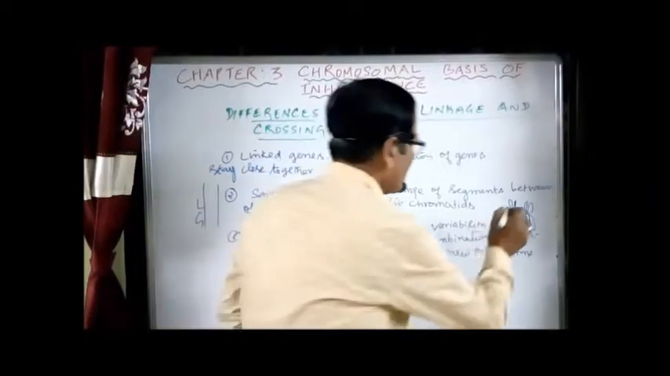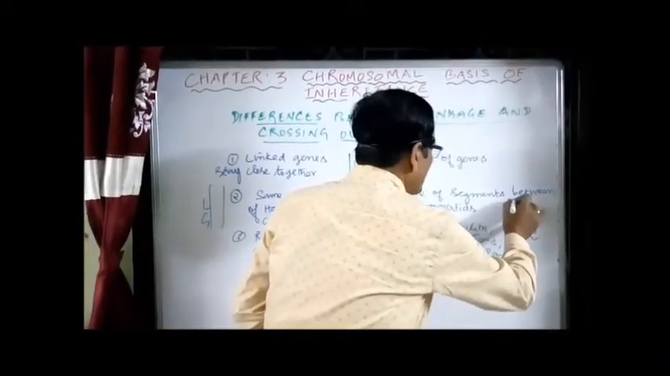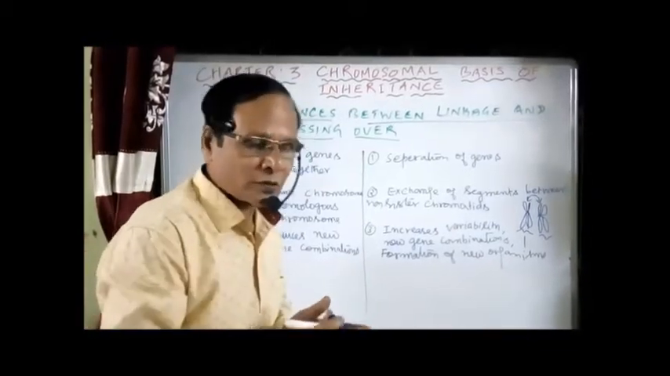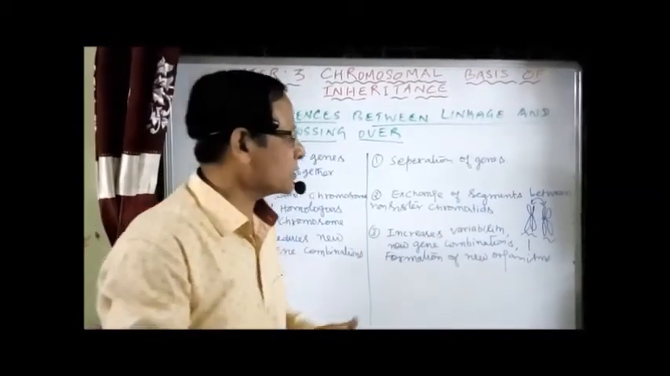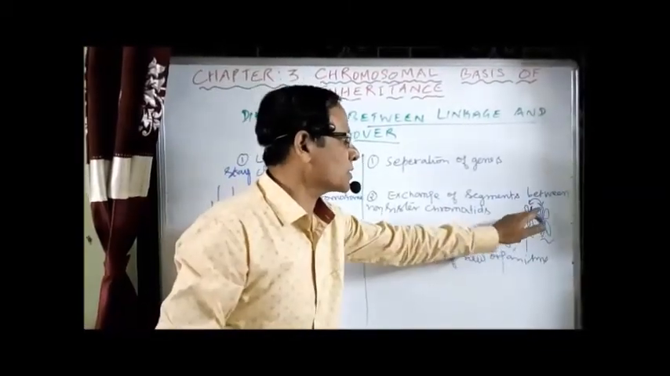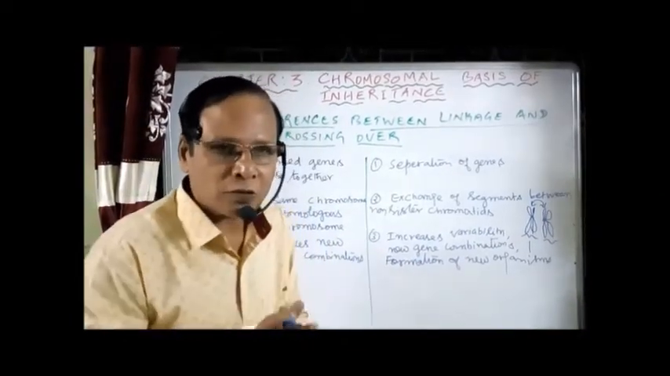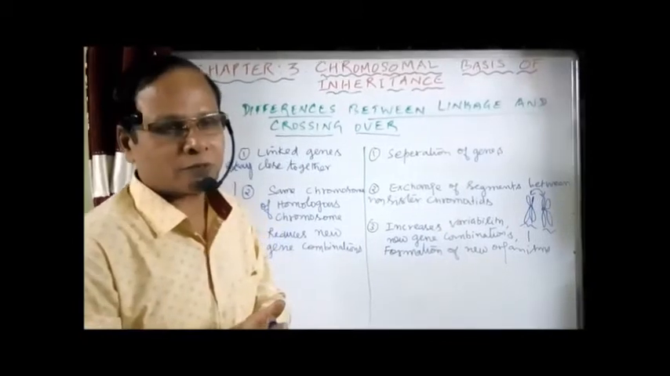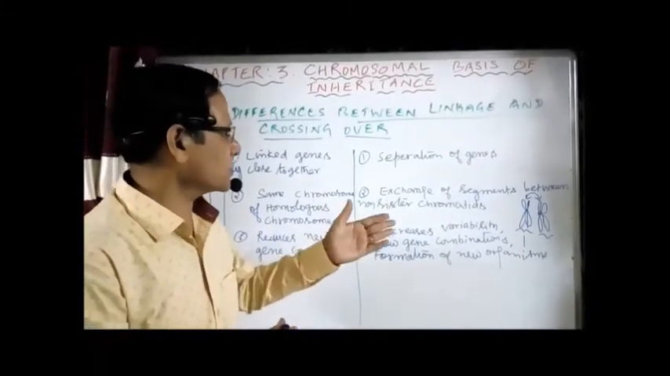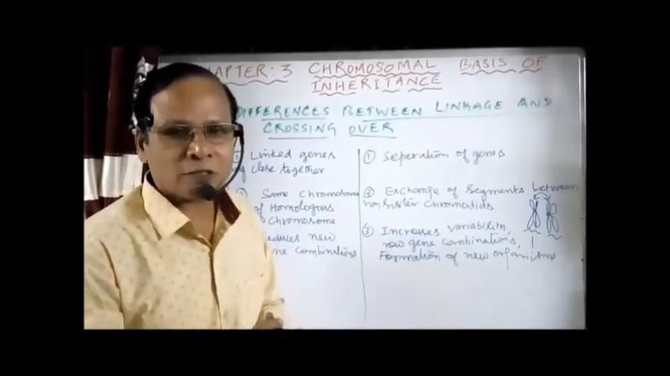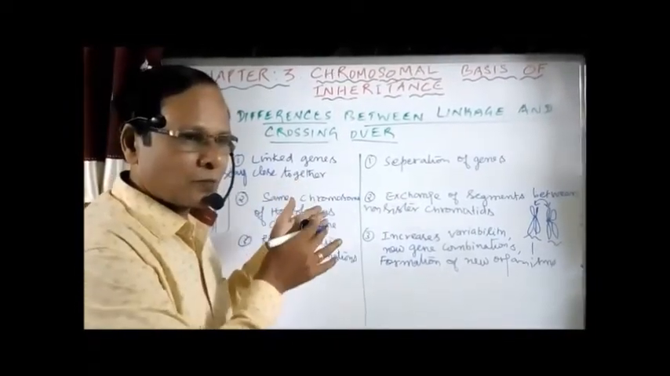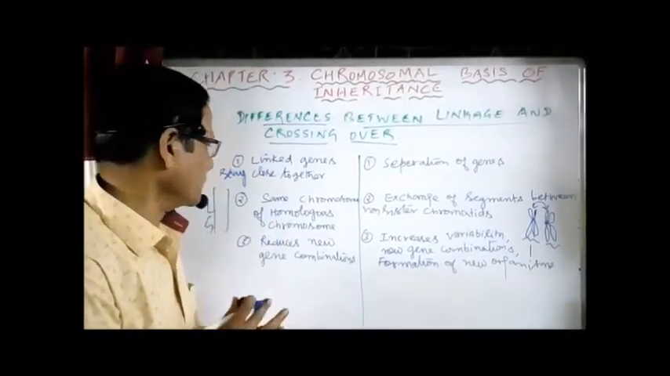Suppose we are comparing these two chromatids of 2 homologous chromosomes in a pair. They are called non-sister chromatids. These two are non-sister chromatids. So crossing over occurs only between the non-sister chromatids of homologous chromosomes. So exchange of chromosome segments between the non-sister chromatids of homologous chromosomes occurs here. But in linkage, the genes present in the same chromosome are inherited together.